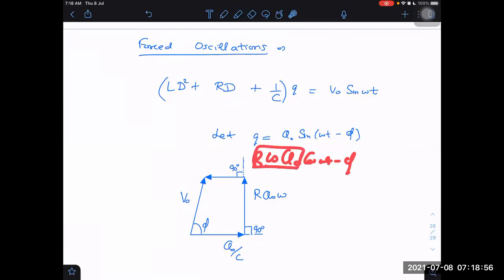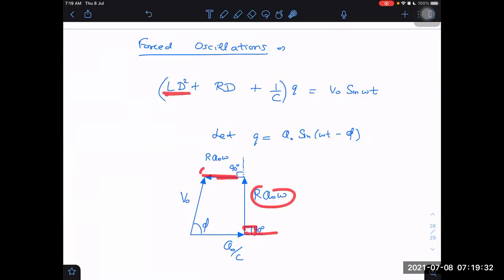But what is the term we are getting? We are getting R omega Q naught. But the cos term means sine of omega t minus phi plus pi by 2. Is it right or not? Yes, sir. So then we get it as R into Q naught into omega. And already I have taken care of the 90 degrees. This is different. This is this term.